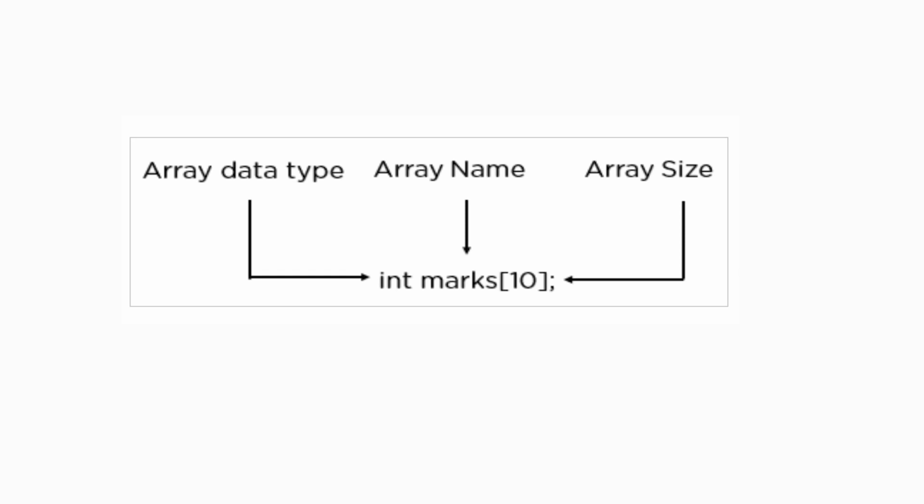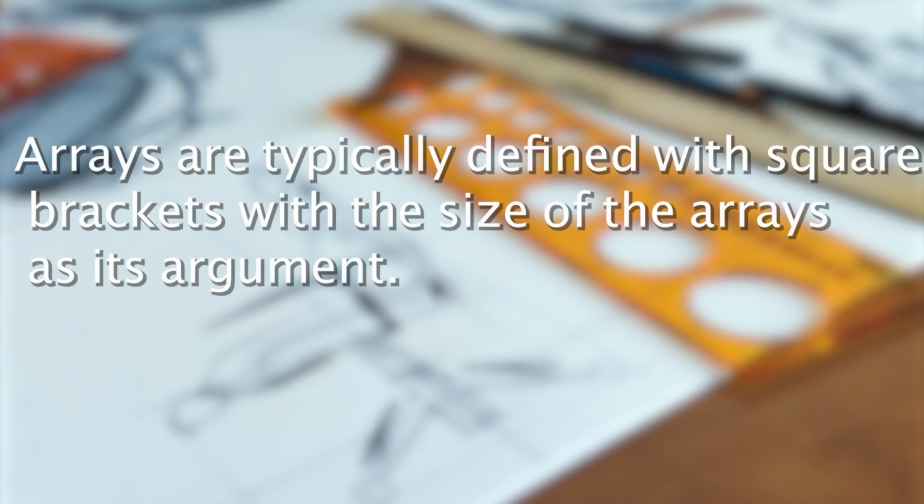And the last one is inside the parentheses. Here we write 10. It's the size of the array. As I told you, an array is a predefined memory storage. We take free space nodes from the free space memory, so we have to declare the array size. All 10 nodes, before we start the operation, will be provided from the free space memory to the used space memory. So arrays are typically defined with square brackets with the size of the array as the argument.